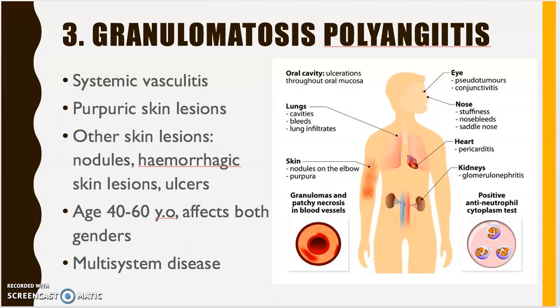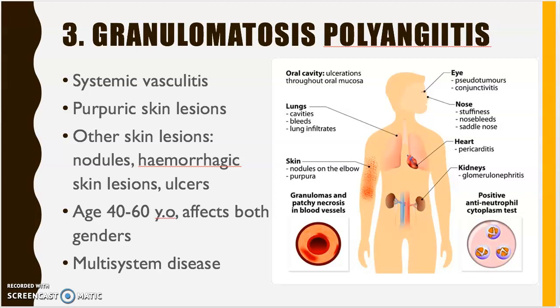So the third one is granulomatosis with polyangiitis. This is another type of systemic vasculitis with involvement of the upper and lower respiratory tract. The age of onset is usually 40 to 60 years old, and it's very uncommon in children, but has an equal gender distribution. It presents with purpuric skin lesions that can be found on the upper limb as well. There are also other skin features that can be noted, such as nodules, hemorrhagic skin lesions, and also ulcerations.